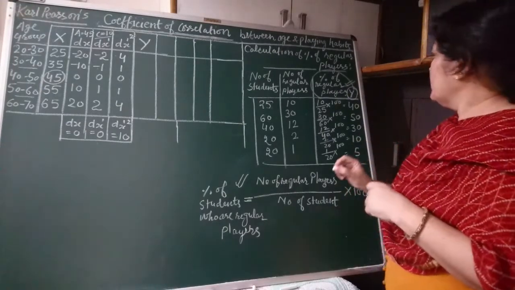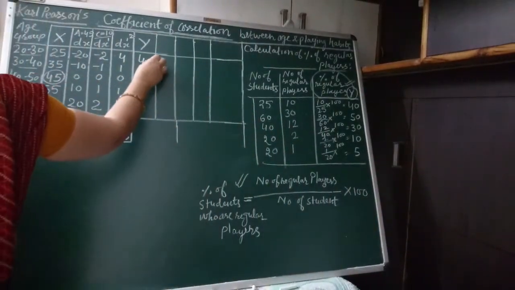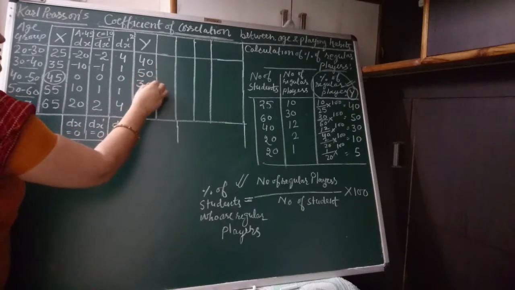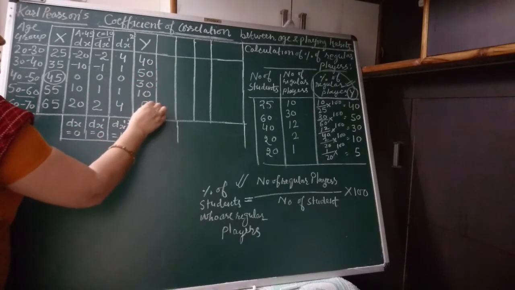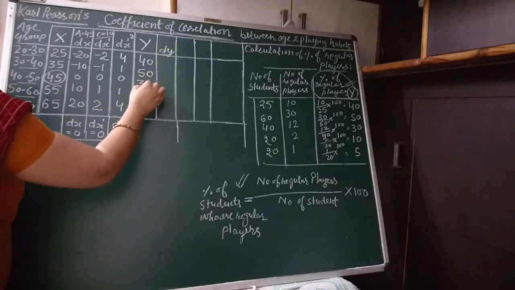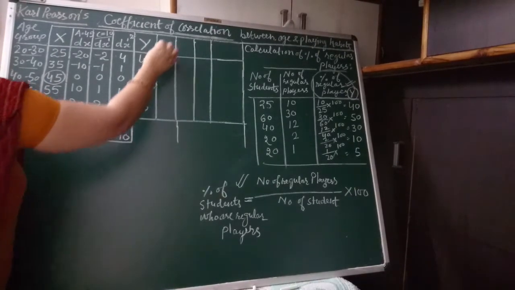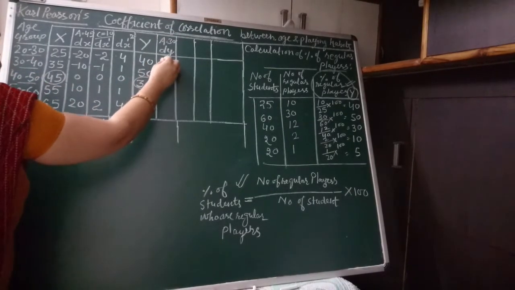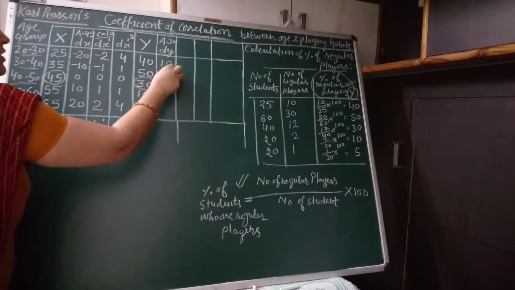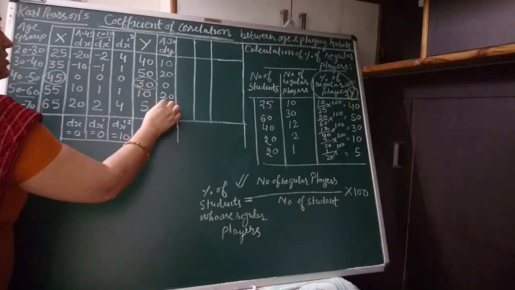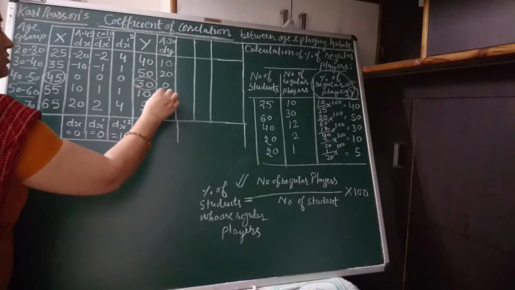So these are the calculations of y: 40, 50, 30, 10 and the last one is 5. Now to calculate dy, let us assume the middle value 30. 40 minus 30 is 10, then 20, 0, minus 20 and the last one is minus 25.